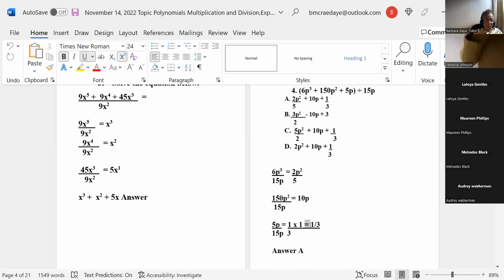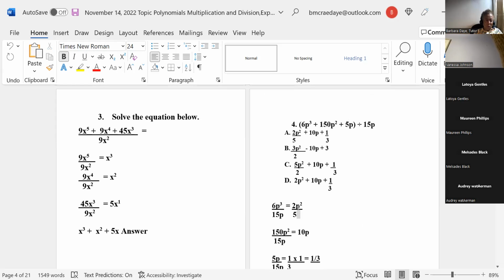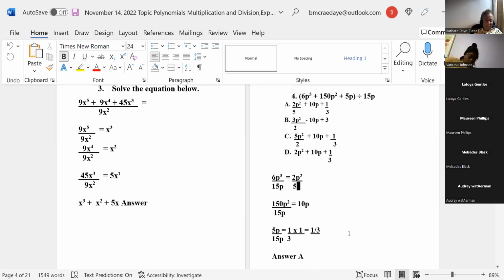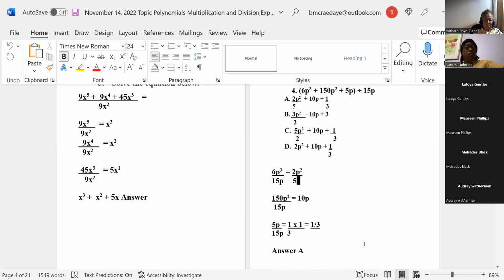And if you put those all together, you see that gives you A. 2 over 5 p to the second plus 10p plus 1/3. And that's A, just like we said. Questions? Number 4. Mercedes, are you clear? Yes, Miss.